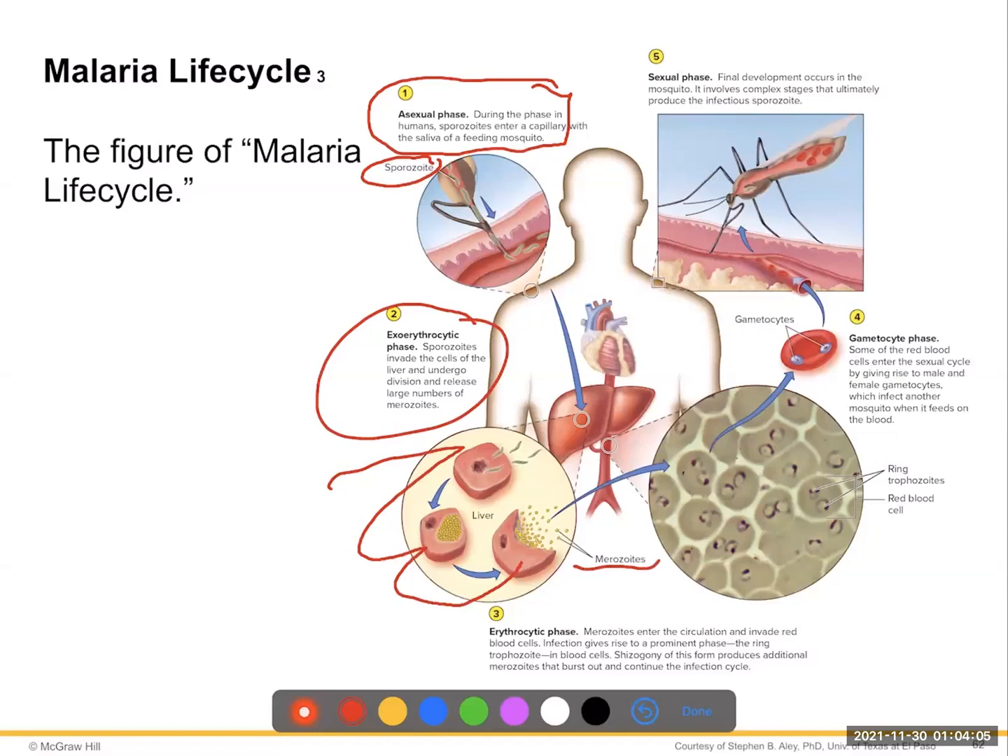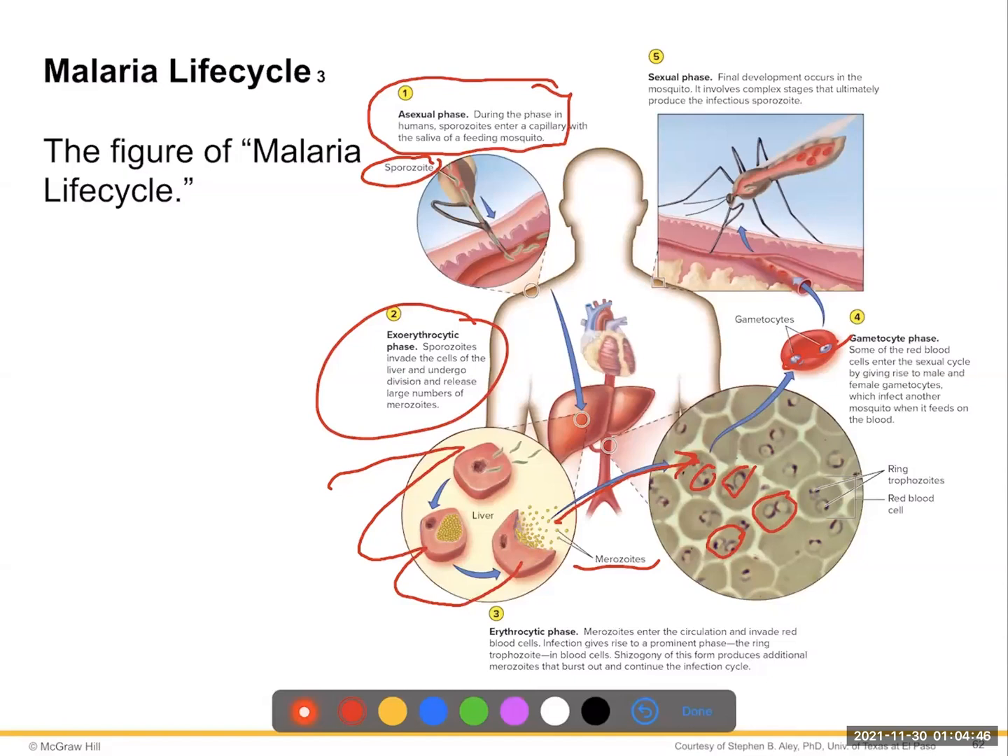The erythrocytic phase: merozoites enter the circulation and invade the red blood cells. Now they come from the liver, open up, and then these enter into the red blood cells. This infection gives rise to a prominent phase, which is the ring trophozoite. You can see the different ring structures here. It looks like a figure 8. You can see the ring structures inside these red blood cells. These are all these little ring structures, and these are the gametocytes being formed, your diploid cells. And schizogony of this form produces additional merozoites that burst out and continue the infection cycle.